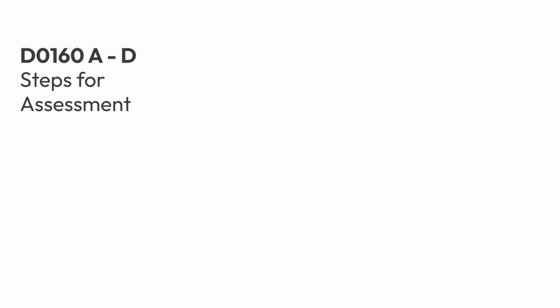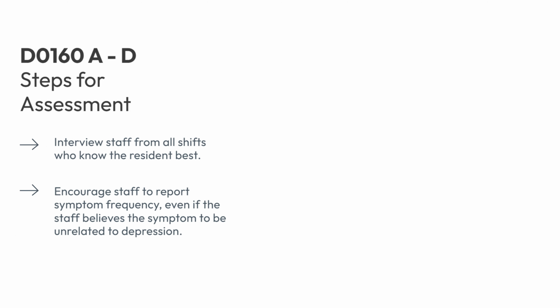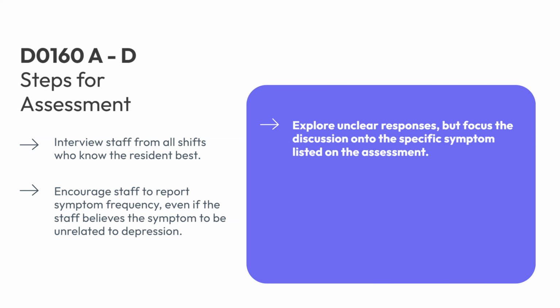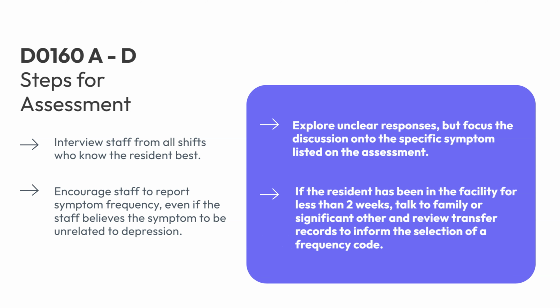Our steps for conducting a staff assessment of the resident's mood will involve interviewing the staff from all shifts who know the resident best. Encourage the staff to report symptom frequency, even if the staff believes the symptom might be unrelated to depression. Attempt to explore unclear responses, but focus the discussion onto the specific symptom listed on the assessment. If the resident has been in the facility for less than 2 weeks, talk to family or significant other and review transfer records to inform the selection of a frequency code.